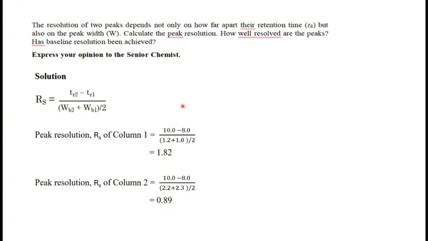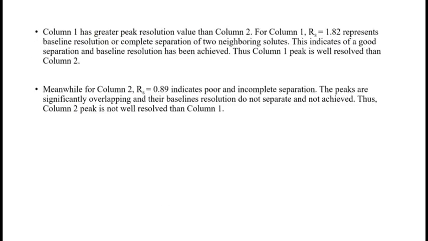On the peak resolution value, column 1 has greater peak resolution than column 2. Column 1, which is 1.82, is larger than 1.5. It represents baseline resolution or complete separation of two neighboring solutes. This indicates a good separation and baseline resolution has been achieved. Thus, column 1 peaks are better resolved than column 2.